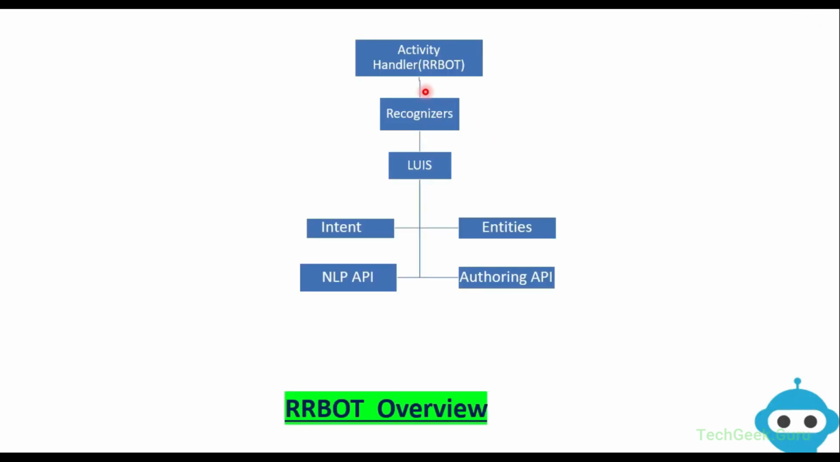In this flow diagram, you can see we already have the activity handler created, the RR bot or the main dialog. We are going to create a LUIS recognizer in this section and then use that recognizer to make calls to the NLP API or our LUIS app API, which is going to provide us with an intent or one of the topics, and also it will provide us with a prediction score that we can use to route our incoming activities to one of the underlying component dialogs.